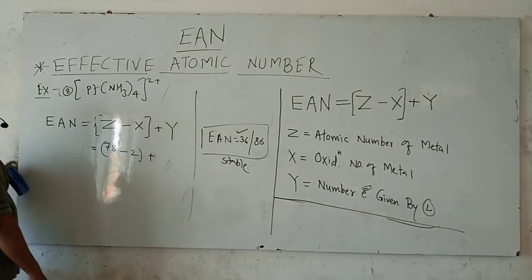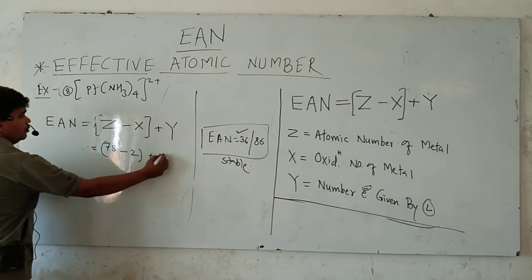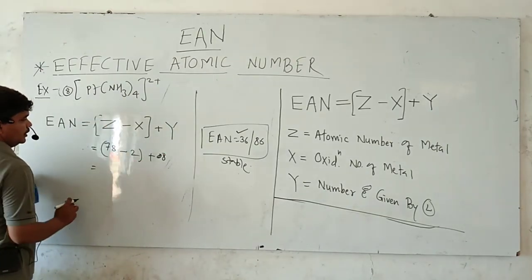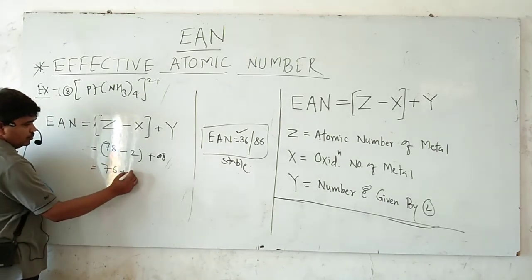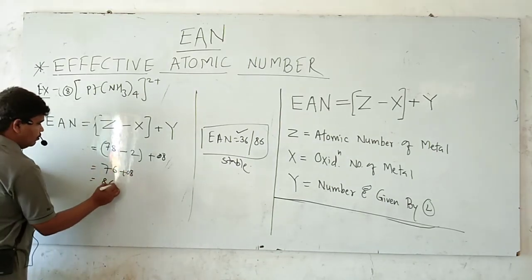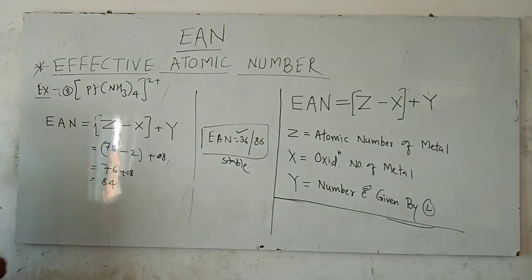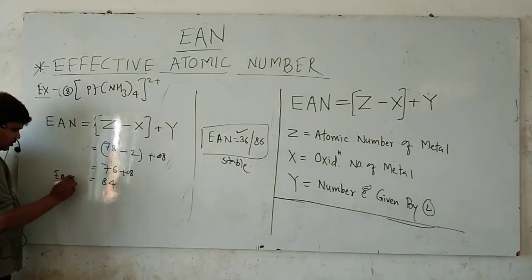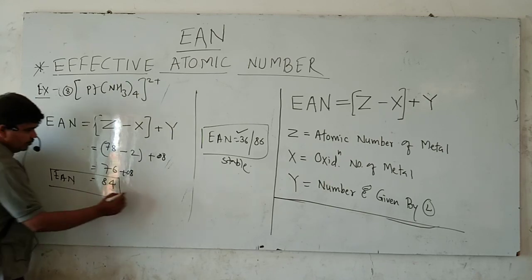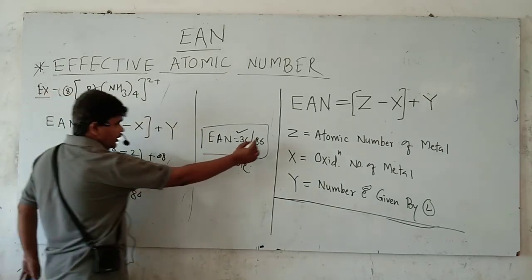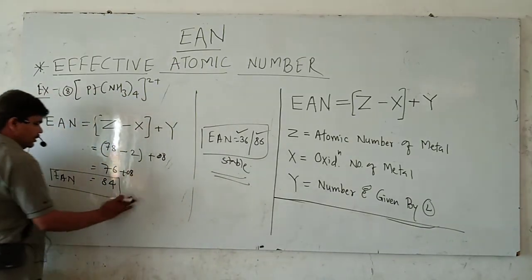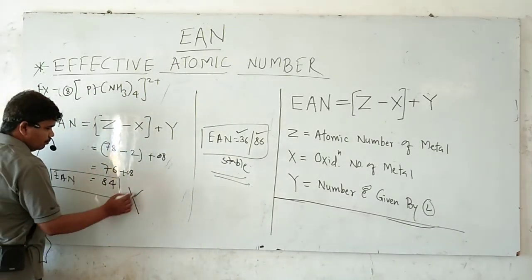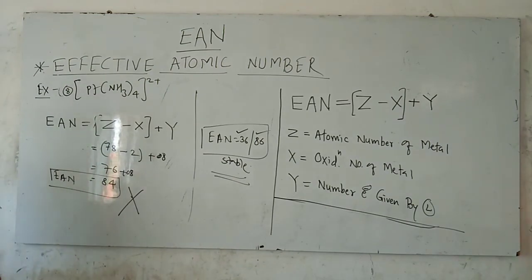Number of electrons given by ligand. 4 ligands will give 8 electrons. 78 minus 2 is 76, plus 8, it will come to 84. So EAN is equal to 84. If EAN will come 86, we can consider it as a stable complex. But here EAN is 84, means it is an unstable complex. It is not a stable complex.